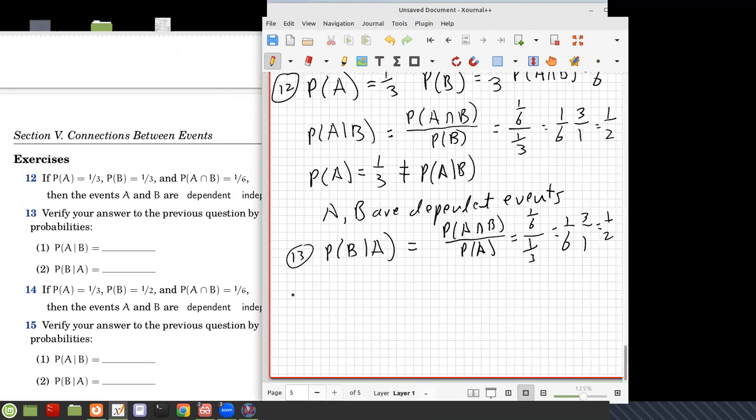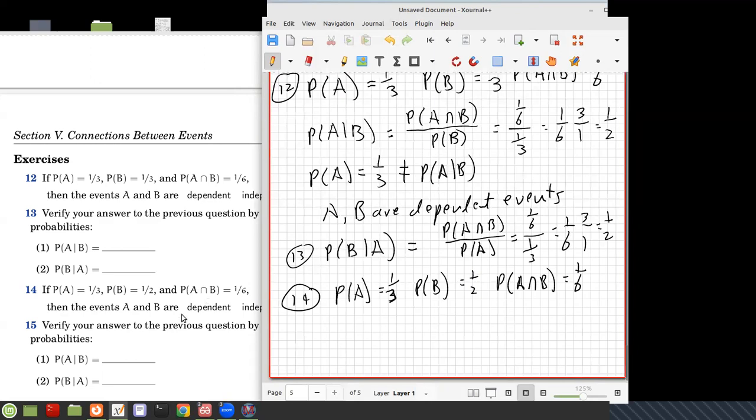So let's now work on problem 14, in which we know that the probability of event A is equal to 1/3, the probability of event B equals 1/2, and the probability of the intersection equals 1/6. So the question is, are events A and B dependent or independent? So pause the video if you're listening after.